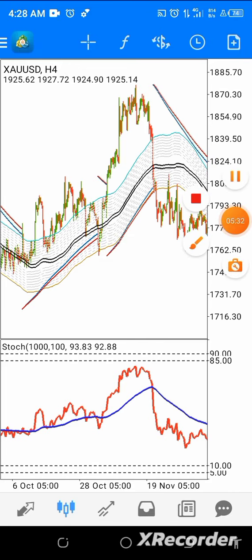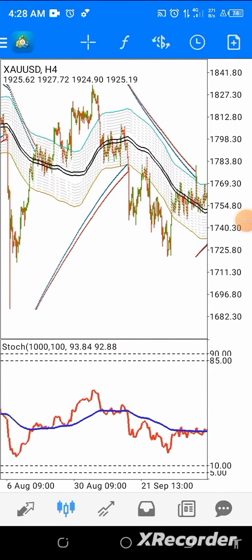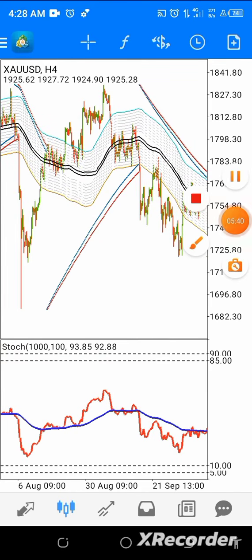Look at this one as well. The parabolic changes direction inside the envelope. You do not take the trade. Let me show you a valid entry. This is a valid entry.